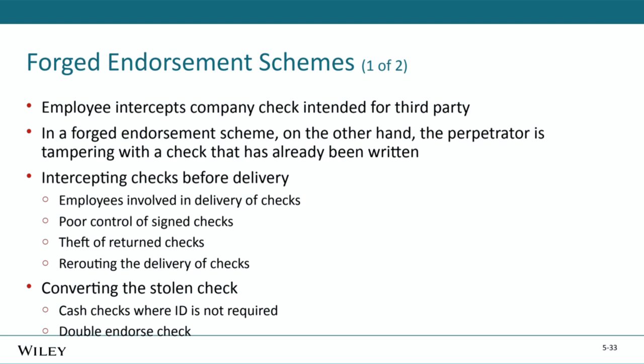Now, that comes down to the forged endorsement scheme. So let's say you work in the mailroom, and the boss's assistant comes down and says, here are the outgoing checks. Cool. Well, you intercept it, or somewhere else along the way, intercept that check intended for a third party. So in a forged endorsement scheme, the perpetrator is tampering with a check that's already been written. All right. So it's a good check made out to somebody else. You intercept the check before delivery, if you're involved in delivery of checks, including mailing.